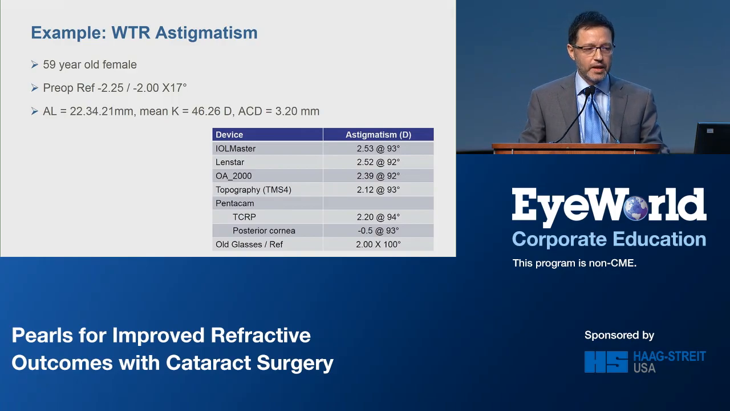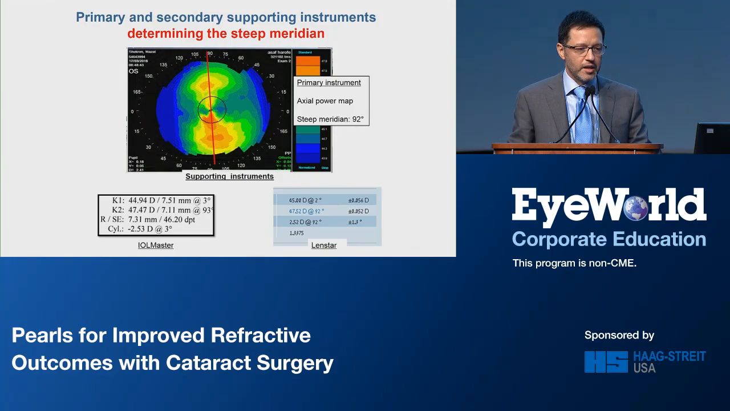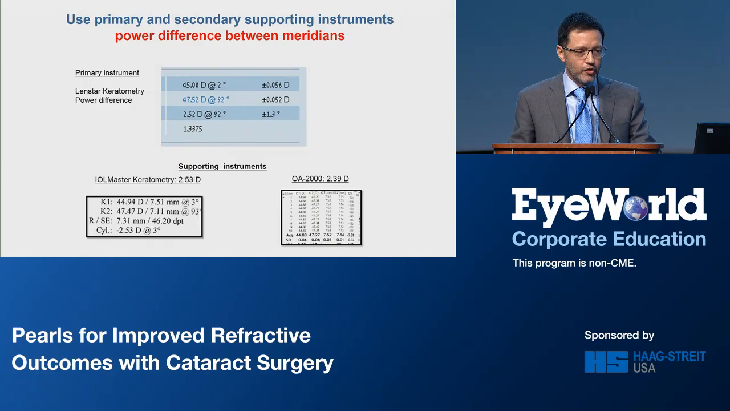So let's go quickly through one calculation together. This is a 59-year-old female. She has cataract and against-the-rule astigmatism. So the first thing I do is look at the mirrors and I see that they are okay. Then I'm making sure that we are dealing with a pretty regular and symmetrical astigmatism. And then it's advisable to follow Warren Hill's methodology and to use primary and secondary supporting instruments in order to determine the steep meridian. And then you can do the same for the power difference between the meridians.